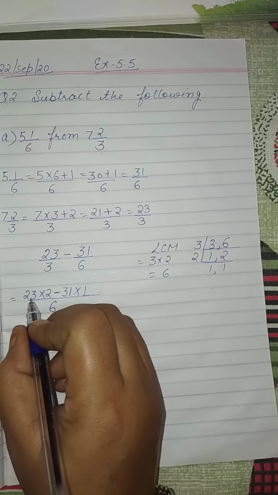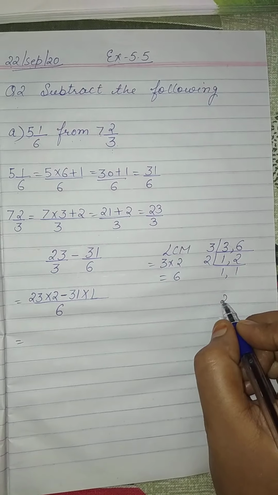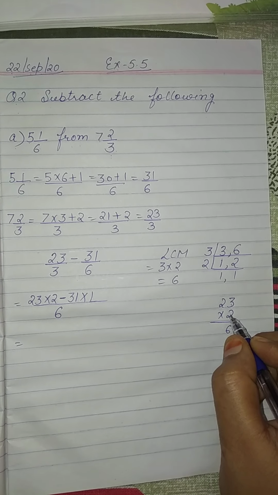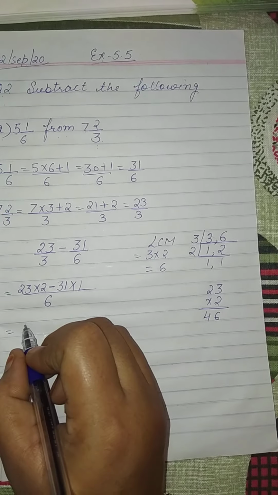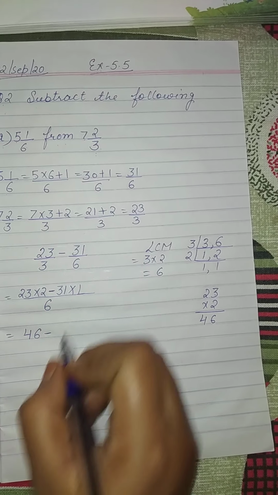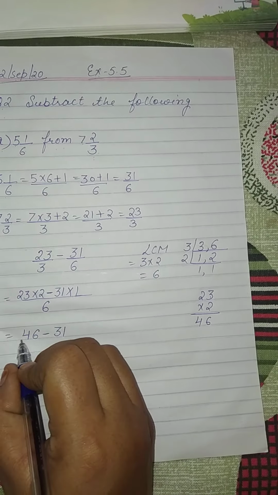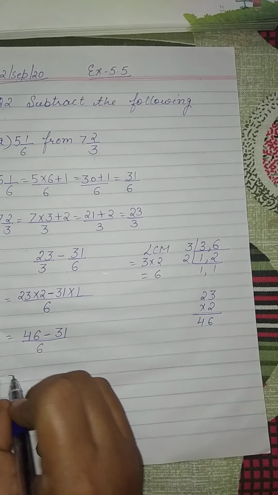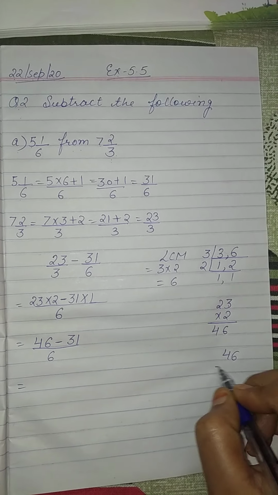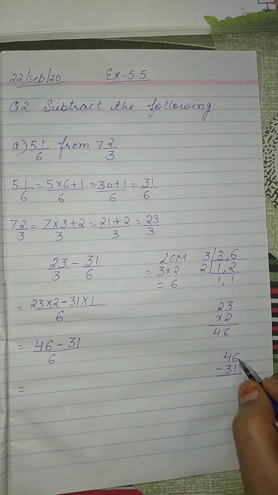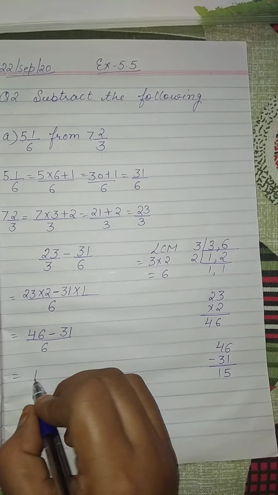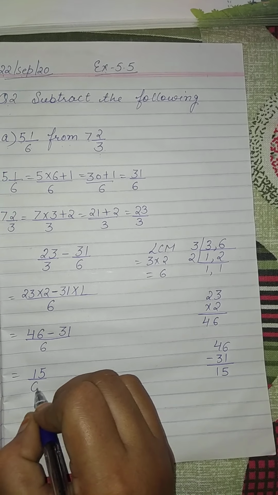We will calculate it. 23 into 2. 23 multiply by 2. 2 3s are 6, 2 2s are 4. So we will get 46 minus 31 1s are 31 upon 6, common denominator, and we will subtract it now. 46 minus 31. 6 minus 1 is 5 and 4 minus 3 is 1. So we will get 15 by 6.